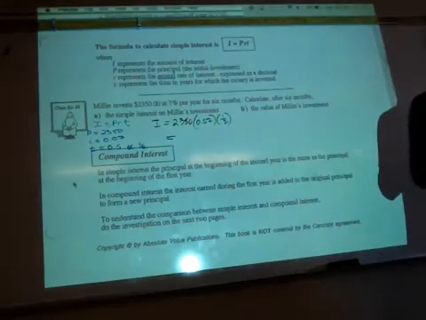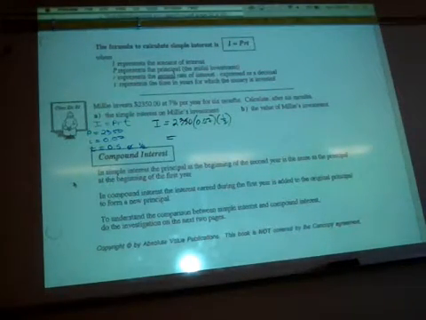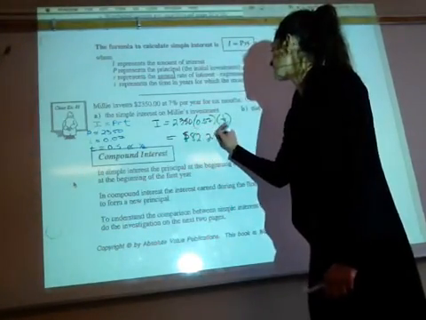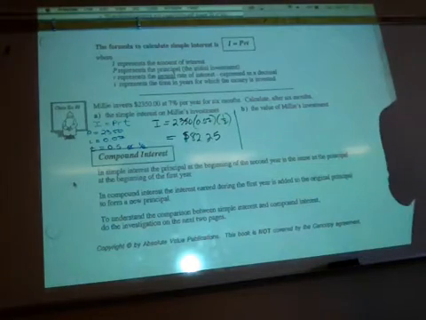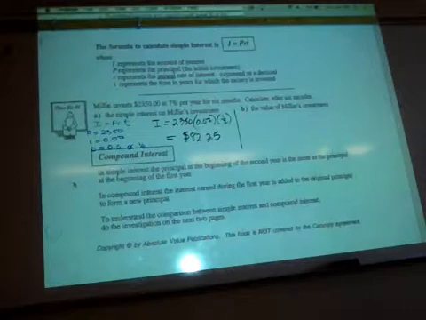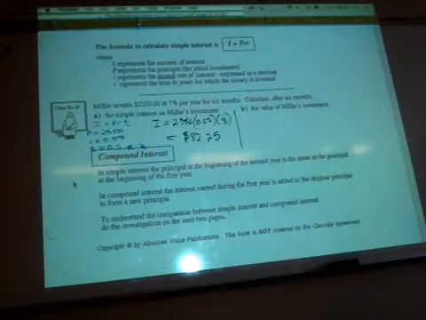And if you could just give me a little help, what do we get? Perfect. $82.25. Okay, that's the interest earned after 6 months. So how are we going to calculate what she's earned in total? What's the value of her investment after 6 months? Good, you add them together.